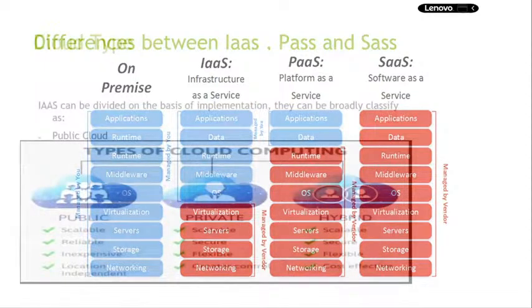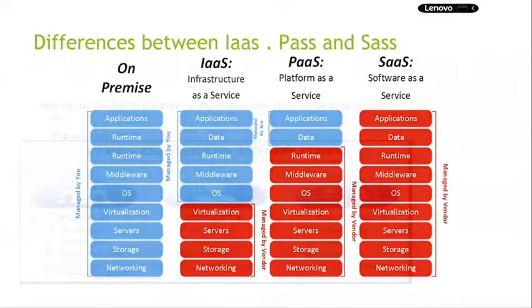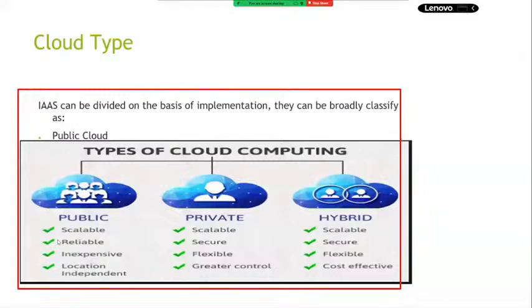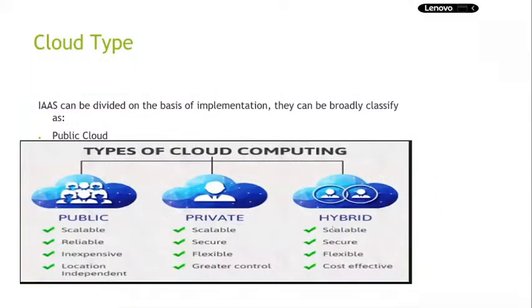Next, these are the types of cloud. What are the types of cloud? Public, private, hybrid. What is public? It is a generic term, right? Public means accessible by all. The resources that can be accessed from anywhere in the world are called public.